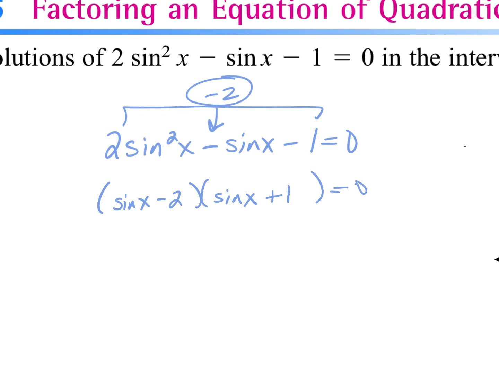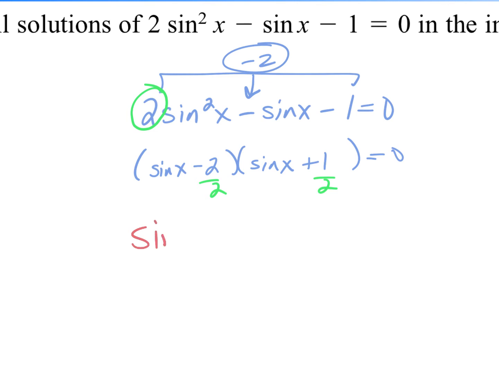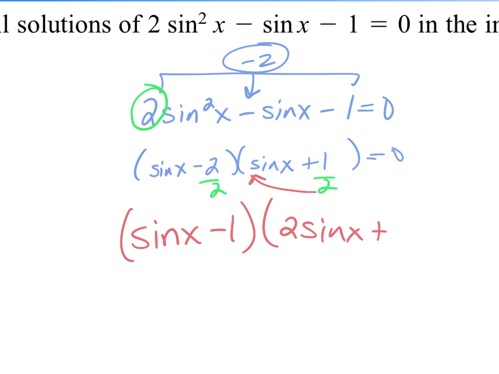Back to factoring from the beginning of the year. Is my A term 1? No, so I have to divide both of these by 2, right? Just 2 divided by 2, nice and pretty? Yeah. So this first parenthesis becomes sine x minus 1. Agreed? My second parenthesis becomes what? 2 sine x plus 1 equals 0.